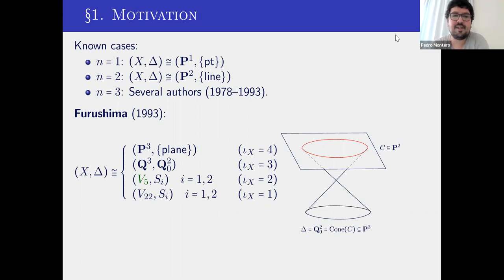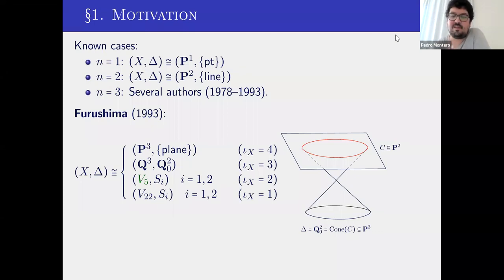For the quadric, there is a boundary divisor, which is very nice, but it's singular, but not that singular. It's the cone over a conic in P2. So there is a drawing over here, sketching this boundary divisor that I denote Q0. And there are two other ones, B5 and B22. I'm using Iskovskikh's notation. I won't say a lot about B22, but I will use B5 a lot, so I will explain what it is in 2 minutes.